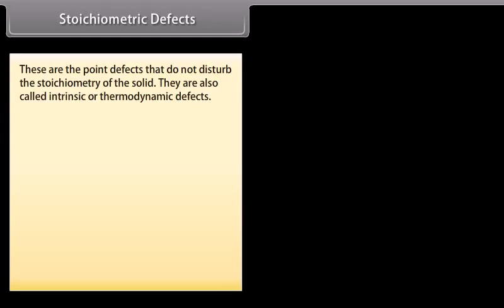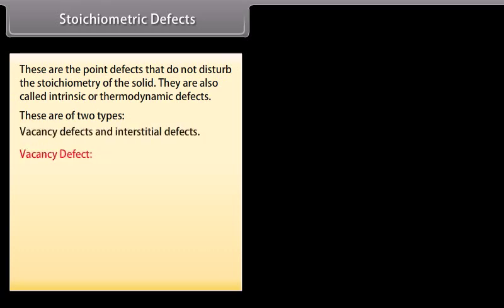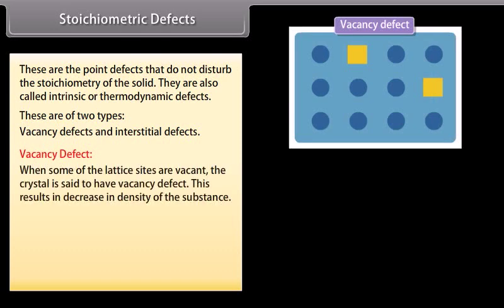The stoichiometric defects. These are the point defects that do not disturb the stoichiometry of the solid. They are also called intrinsic or thermodynamic defects. These are of two types: vacancy defects and interstitial defects. 1. Vacancy defect. When some of the lattice sites are vacant, the crystal is said to have vacancy defect. This results in decrease in density of the substance.